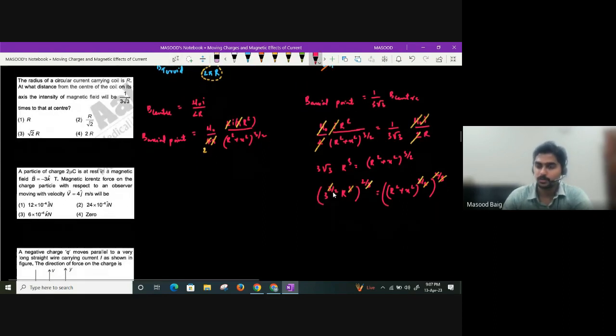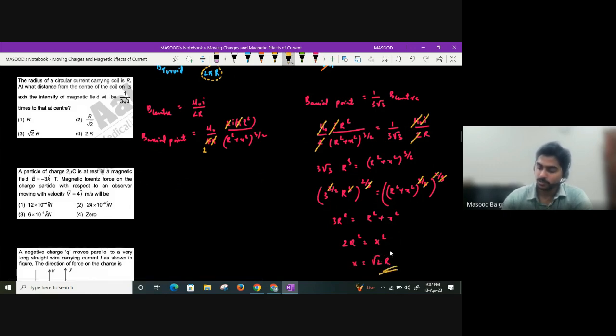3 power 1 by 2 is there. 3 power 1 by 2 whole square is there, guys. So I will get 3r square, will be equal to r square plus x square. So 2r square will be equal to x square. What will x value be, beta? Root 2 times r.